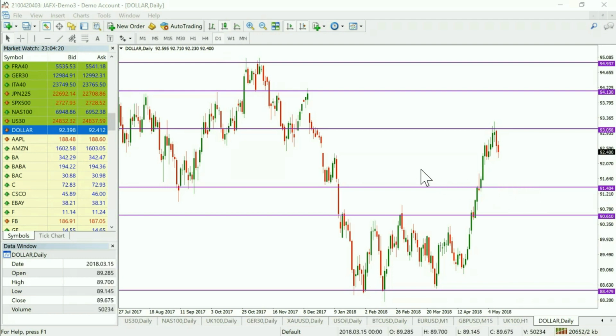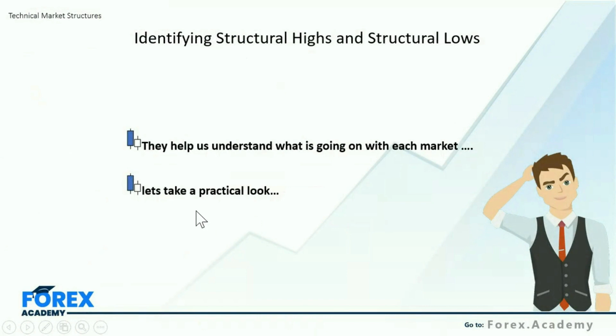91.40 level. So this is really how traders identify and ultimately understand what's going on in each of these markets, purely from a very technical market structural perspective. So as you can see, we used horizontal lines, but we didn't really use any indicators or any other technical analysis tools apart from that, just to identify these structural highs and structural lows, and then show you how a trader is likely to interpret that information.